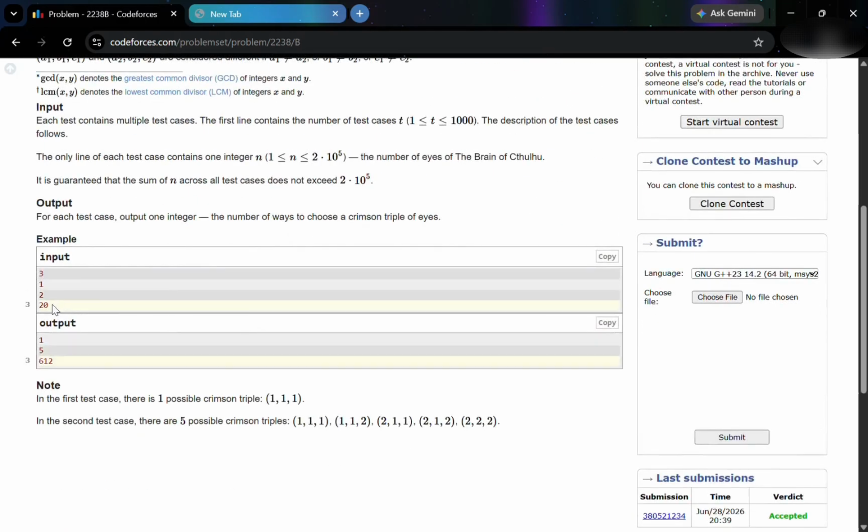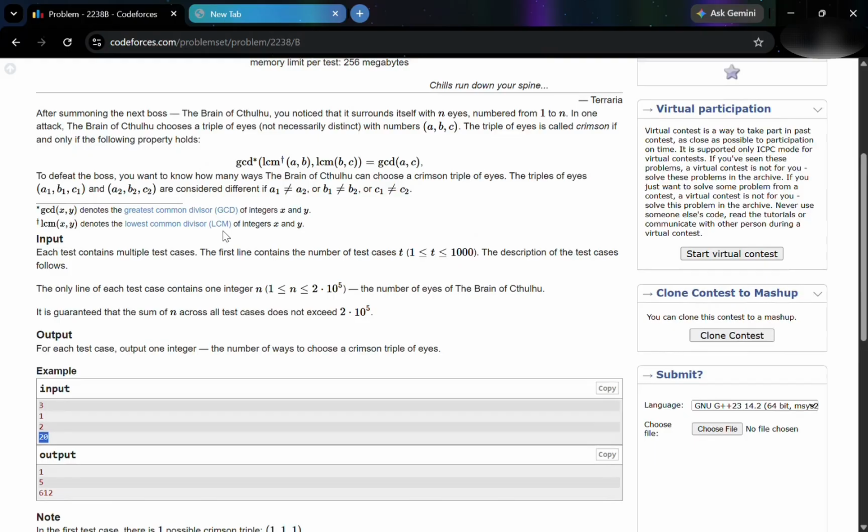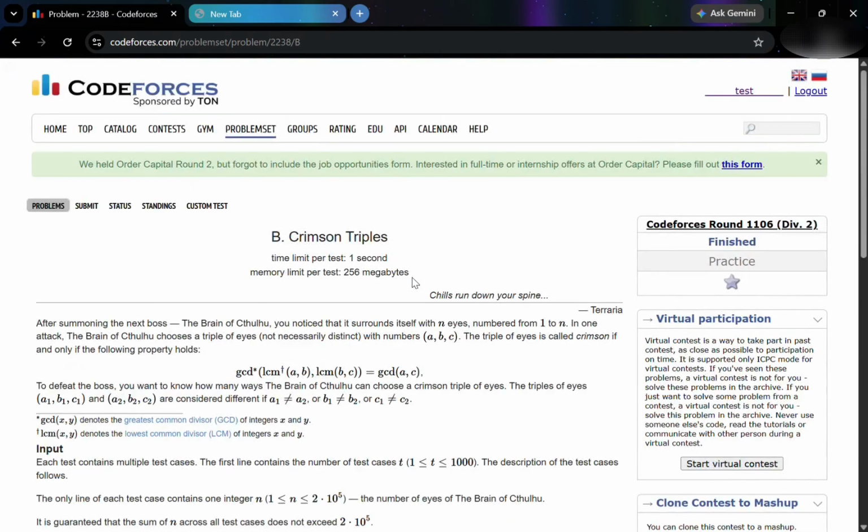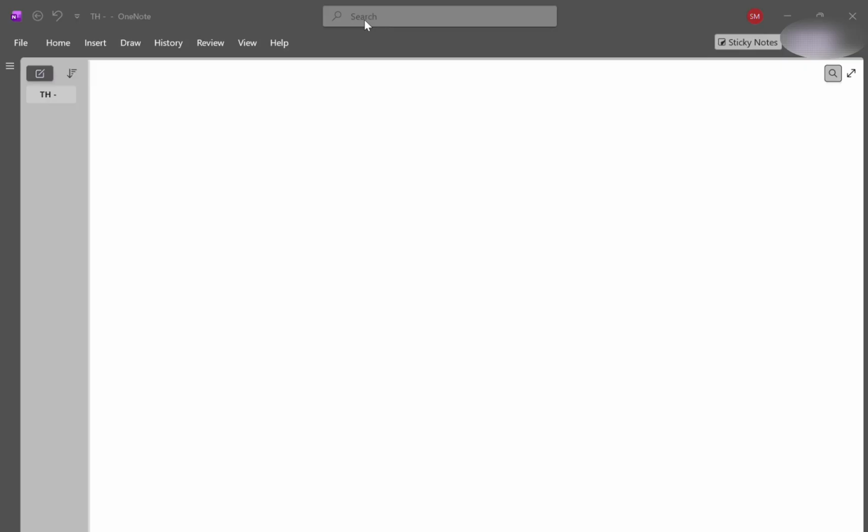So in this question we have been given a number n, and we have to find such three numbers and create a triplet from the numbers 1 to n such that it justifies this equation. Okay, so yeah, at first it seems a bit hard, but let's see. So let's start solving this question.